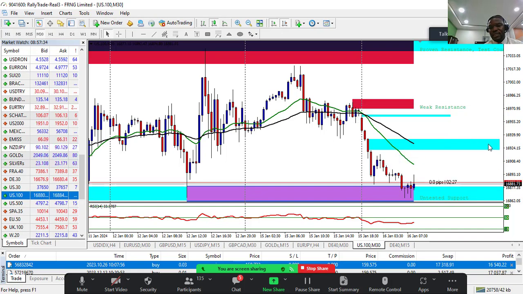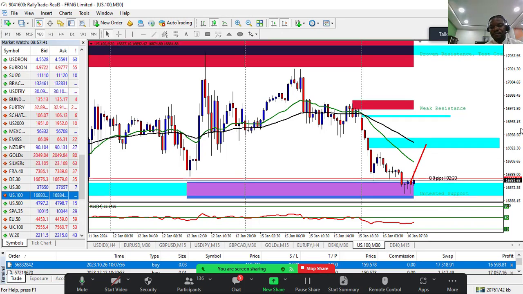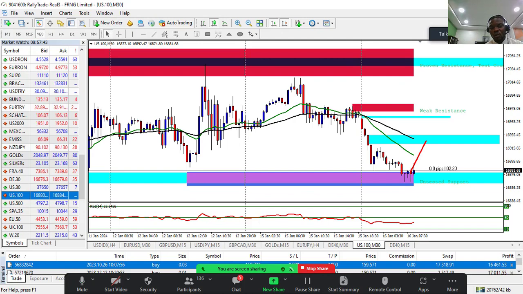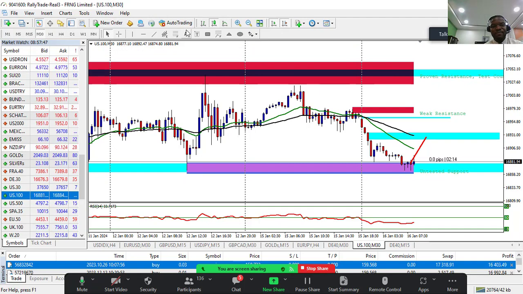So I would like to say if the price can give me a little bit of movement towards the upside, I'll start to sell from here. Why? Because we have already moved towards the downside. But remember, this is US 100, so there's already been a registered momentum, as you can see from the chart, that pushed the price from this area towards the downside.